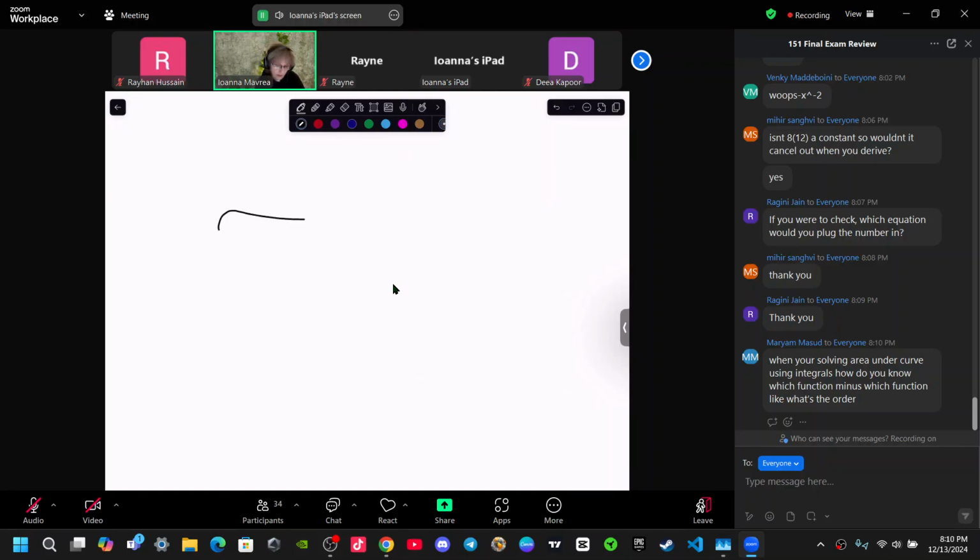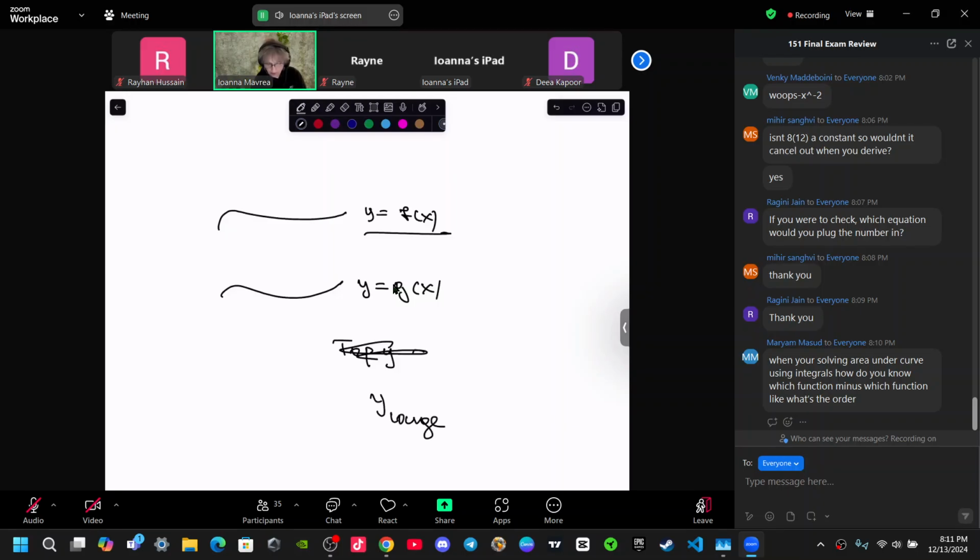So area under a curve. If it's like this, you have a top graph, y equal f of x. So y is in terms of x. y has x's on the other side. You take top minus bottom. So you always put large minus small. The small is the bottom stuff, right?